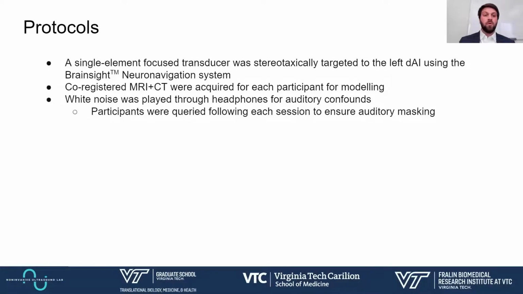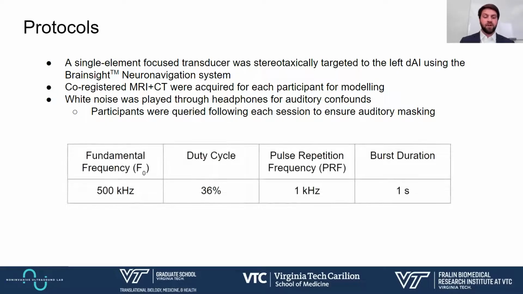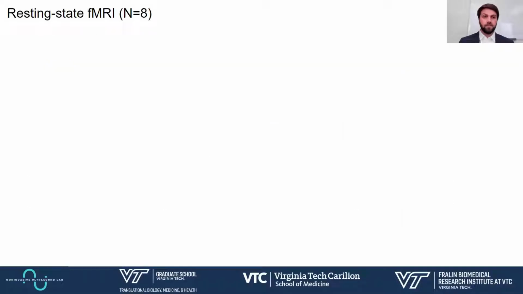For our protocols, we used a single element focused transducer that was stereotaxically targeted to the left DAI using the BrainSight neuronavigation system. We used co-registered MRIs and CTs for each participant for the purposes of k-Wave modeling. And then we introduced white noise that was played through headphones to account for auditory confounds, and participants were queried following each session to ensure auditory masking. We had a fundamental frequency of our transducer at 500 kilohertz, and we used a duty cycle of 36%, pulse repetition frequency of 1 kilohertz, and a burst duration of 1 second.